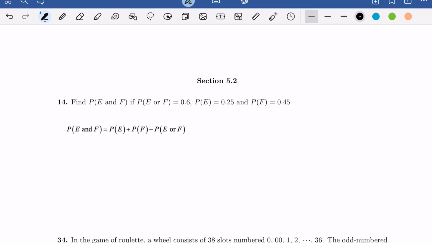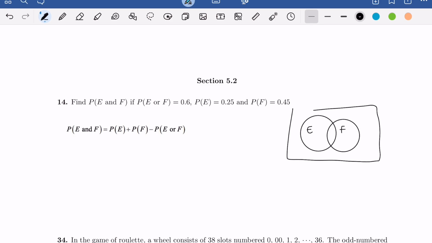So what we're going to do is have this first circle representing our event E, and this second one representing our event F. And these are going to be enclosed in a rectangle, which is going to be our sample space, which I'll call S. So we want to find the probability that E and F are going to occur.